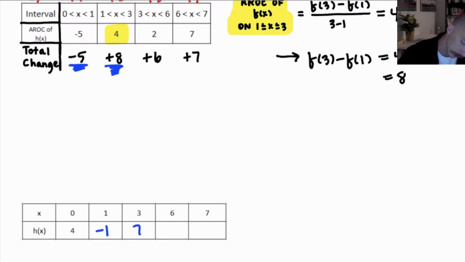And then I'm just going to keep doing the same thing. To go from x equals 3 to x equals 6, h increased by 6, so 7 plus 6 is going to be 13. And then for the last one, if I'm thinking about going from h of 6 to h of 7, I'm going to increase by 7, and 13 plus 7 is going to be equal to 20.